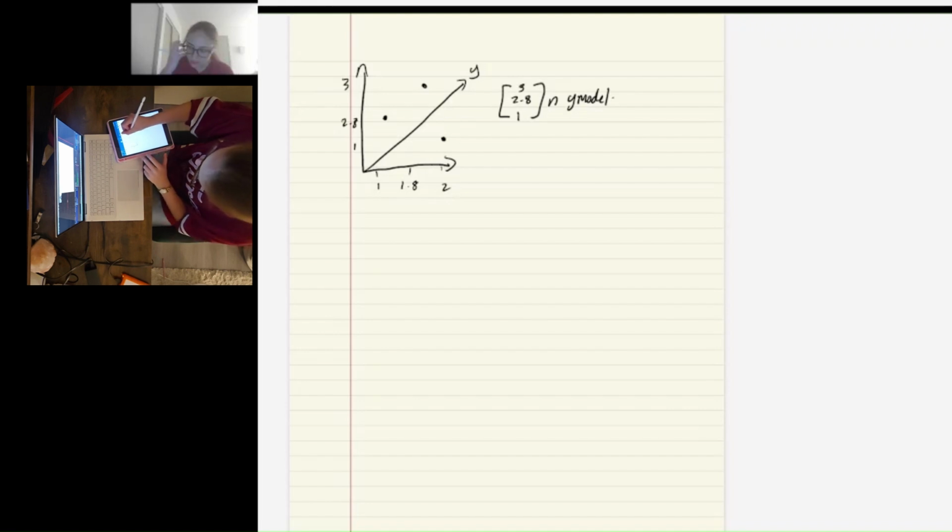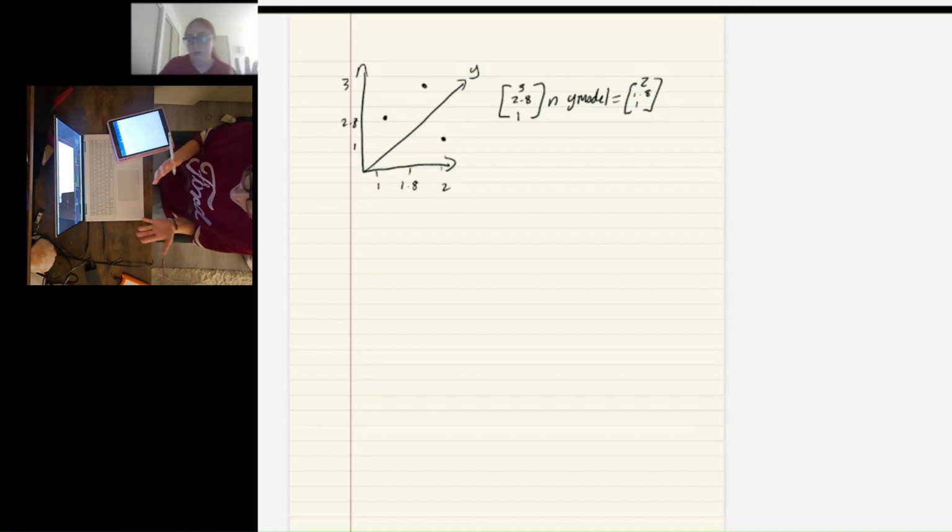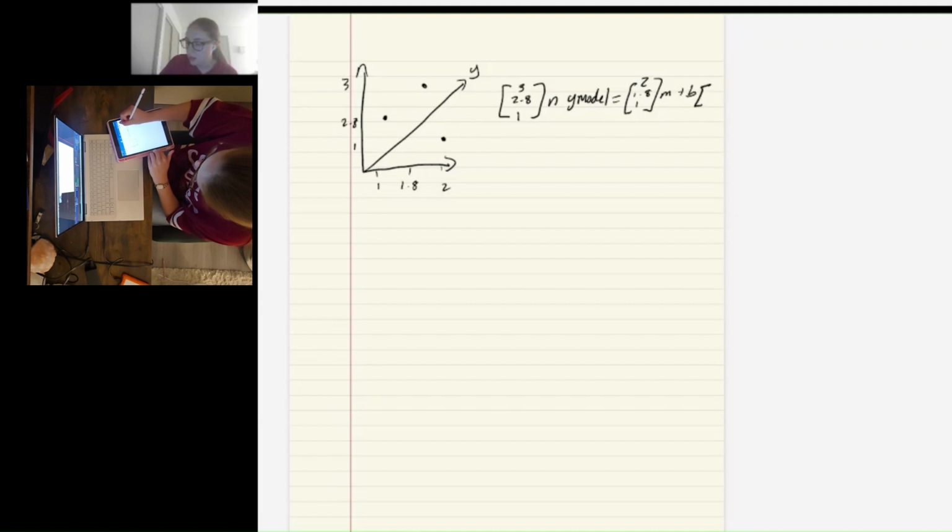So the next thing that we want to do is our x data points that we have here. So our x data points are going to be 2, 1.8, 1, and then it's like we're doing the line of best fit, so we're going to be using that line equation. So we need m plus b, and then 1, 1, 1 for that.